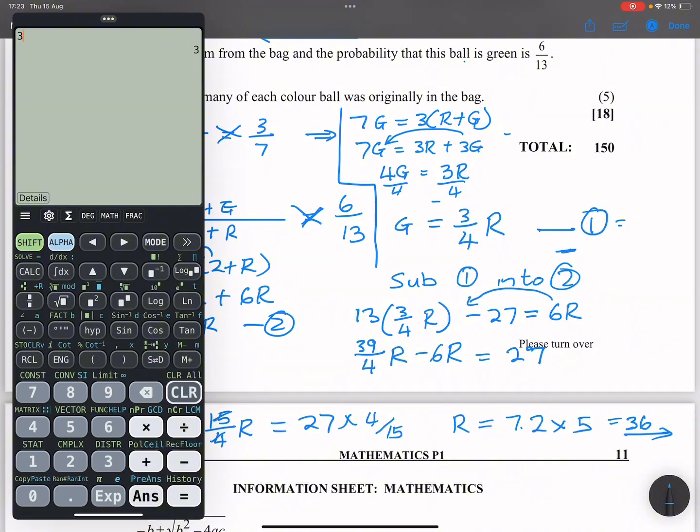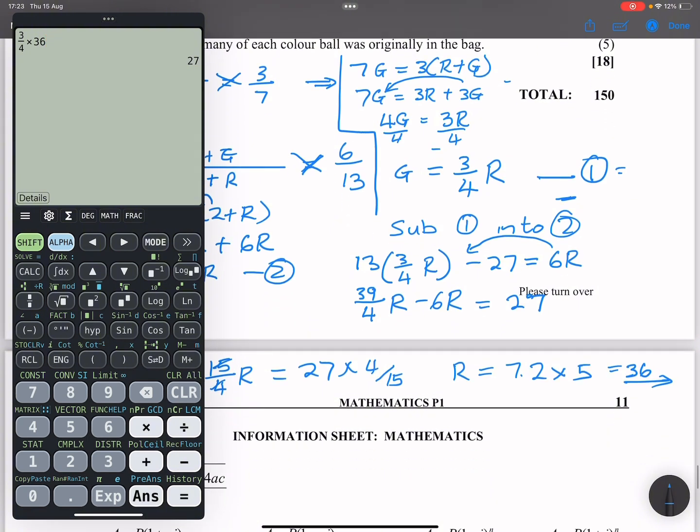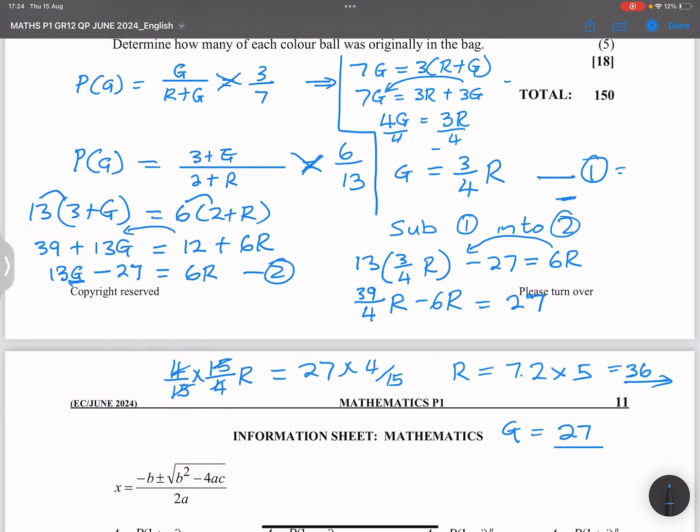So for green balls, you've got 3 over 4 multiplied by the number of red balls, that's 36. I get 27. Right, so I get the number of green balls to be equal to 27. And please verify this, ladies and gents. That is how I would go about this question, and essentially that is how the cookie crumbles.